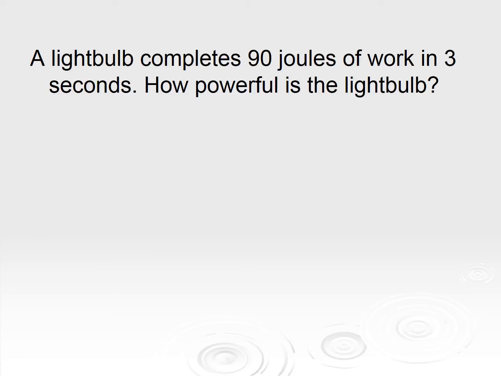So if a light bulb completes 90 joules of work in 3 seconds, how powerful is that light bulb? Well, power is work divided by time. So our work was 90 joules. Our time was 3 seconds. So we are going to do 90 divided by 3 and get 30 watts as our answer. So a light bulb that does 90 joules of work in 3 seconds is only a 30-watt light bulb. It's not very powerful. Your normal 60-watt light bulb does significantly more work per second.